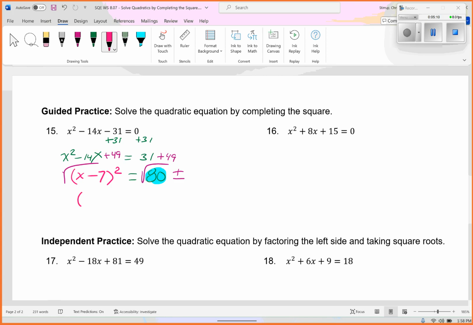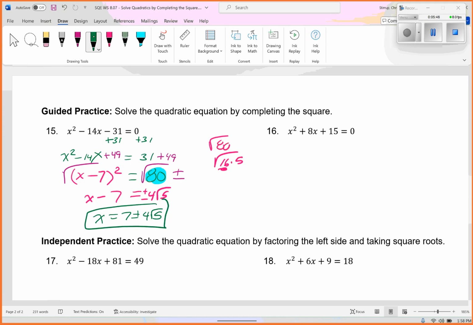So I took the square root, so I don't even have to put my parentheses. So I'm going to get x minus 7 because I took the square root. And then root 80 broke up to 16 times 5. So the square root of 16 is 4. So I get 4 root 5. Don't forget the plus minus. What's my last step? Good. Add 7. And that is my exact answer.